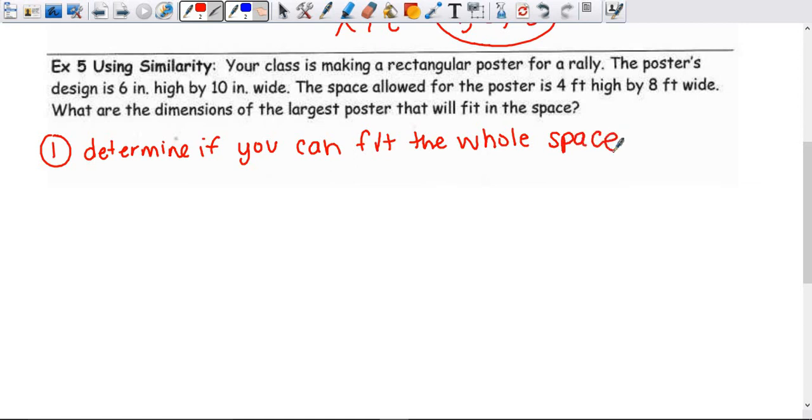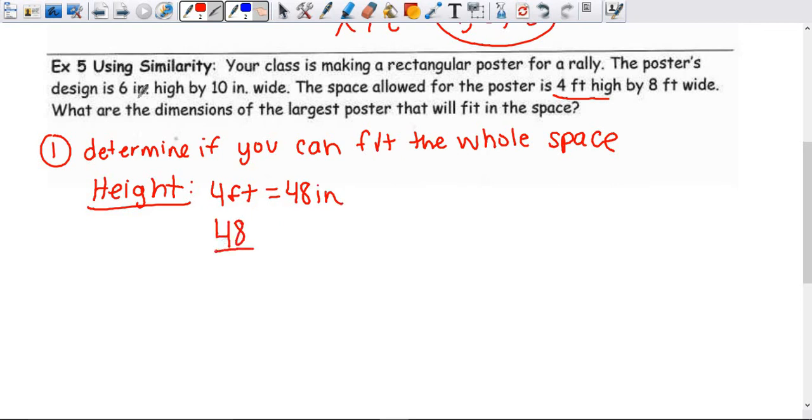Okay, so we'll take our height first. So the height, the largest we want to get is 4 feet, and we're going to change that to inches, so times 12 is 48 inches. All right, so 48 is how much I have, and I'm going to divide that by the height of my original design, which was 6, so I can go 8 times bigger.